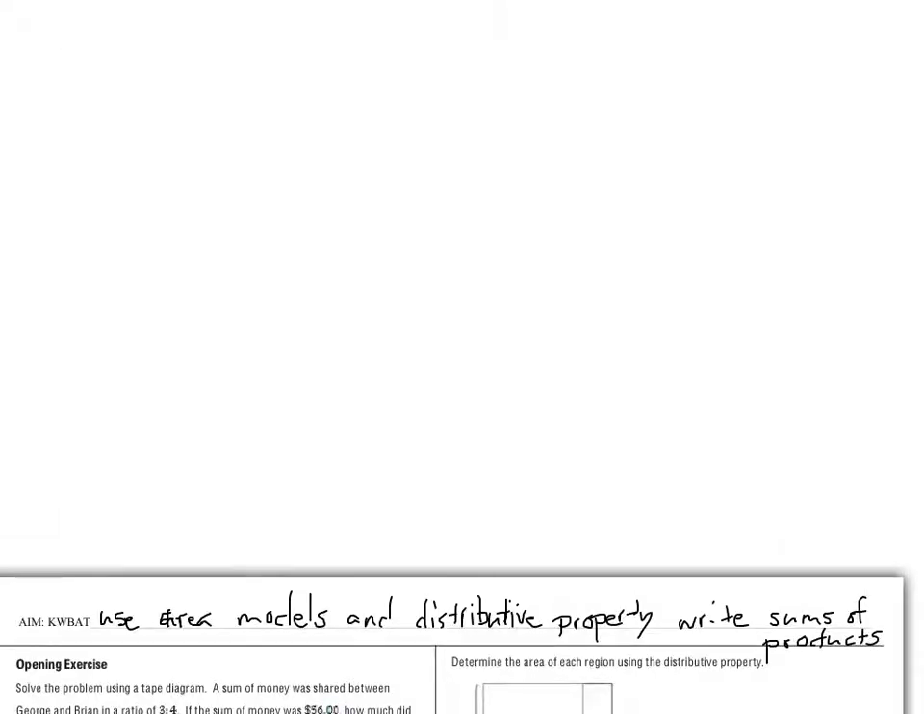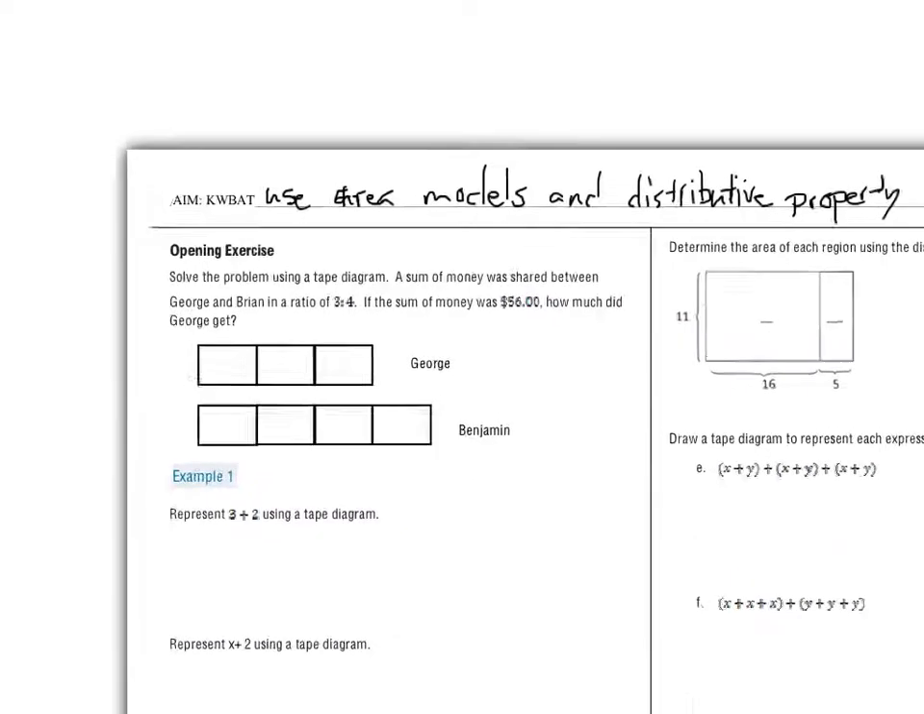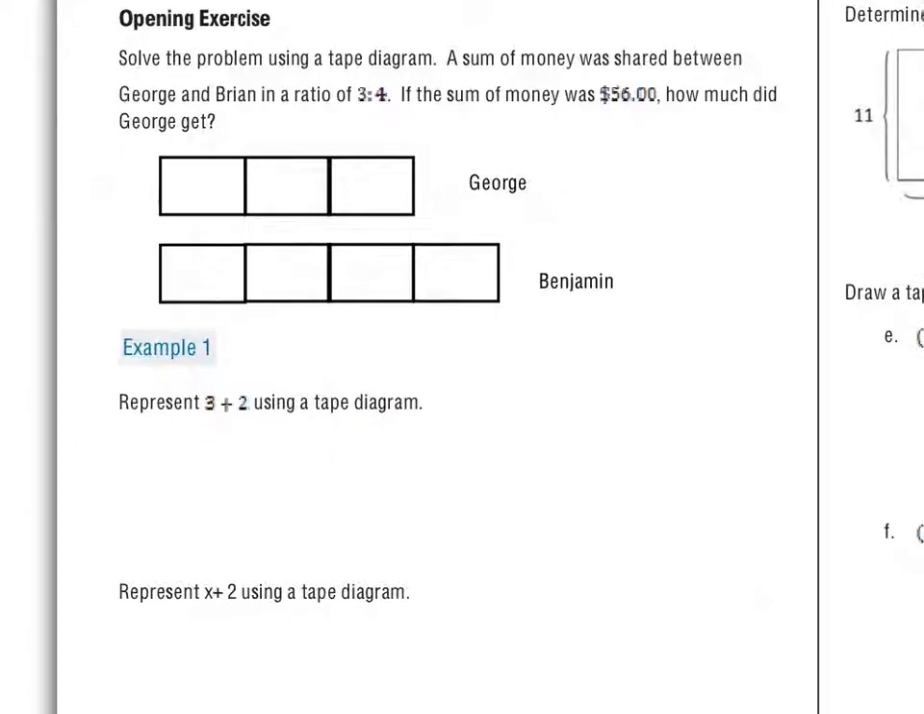Alright, let's go ahead and look at our aim for today. Today's aim: Kipsters will be able to use area models and distributive property to write out the sum of products, and also do the reverse, which is to write the products of sums. We're going to be diving deeper into distributive property, seeing different ways that we can visualize it and use the algebraic method as well, putting those two side by side to see different ways we can think about the distributive property.